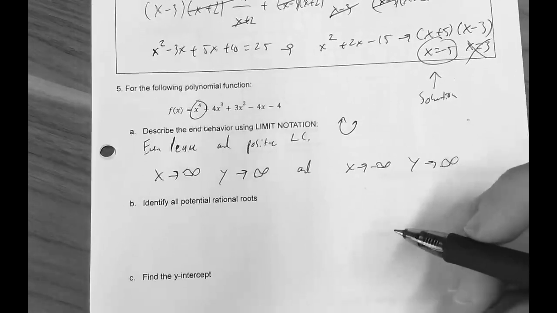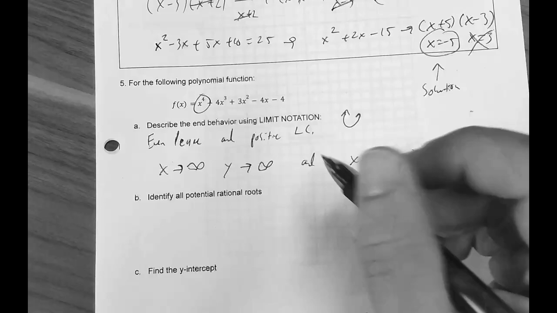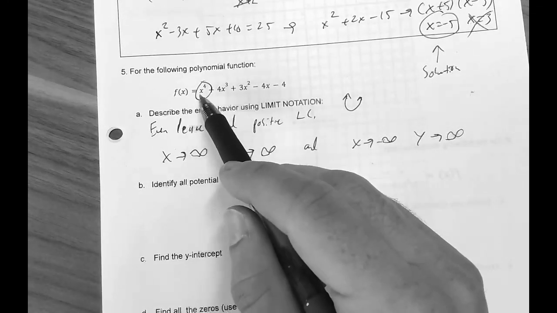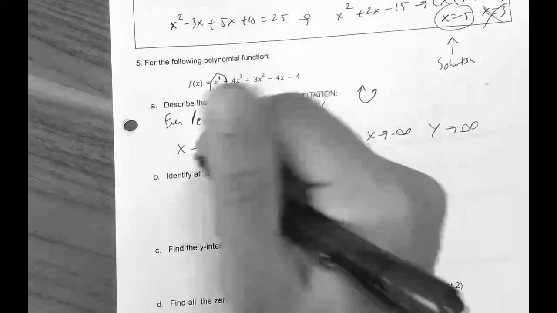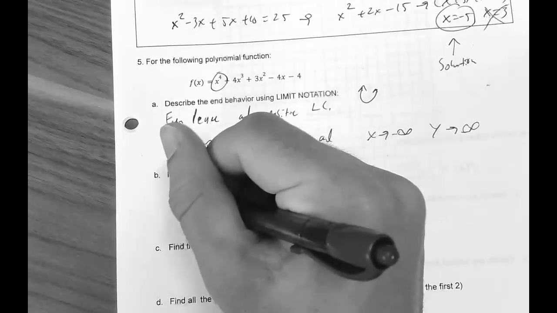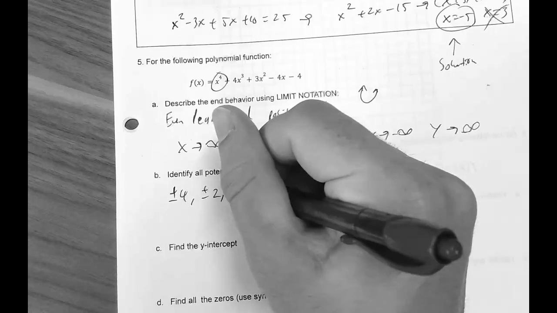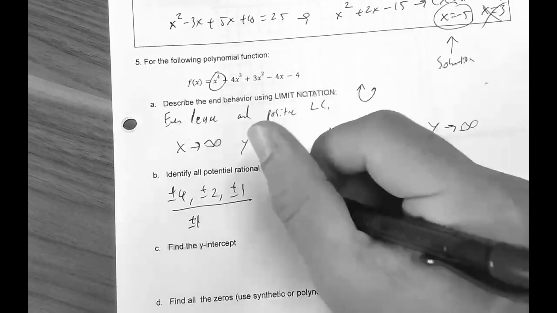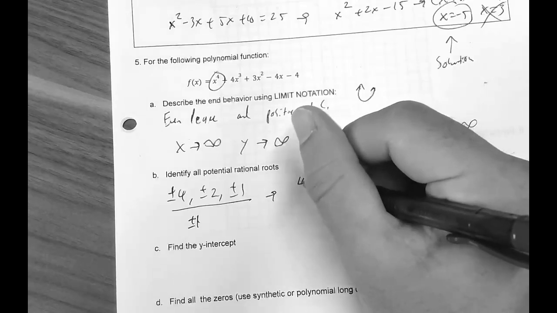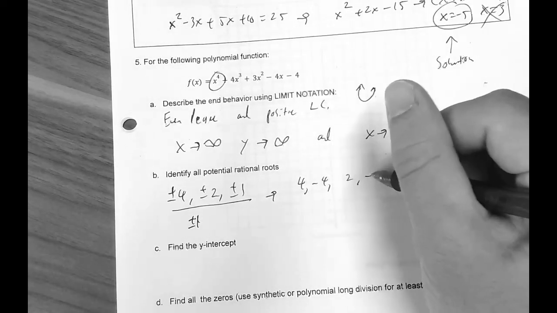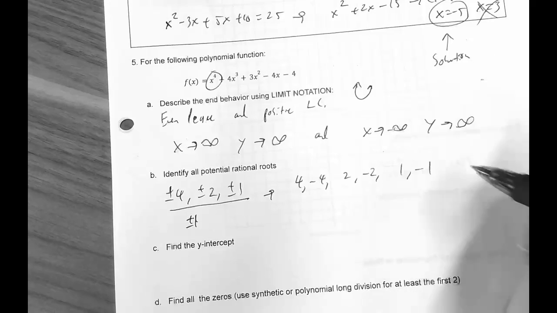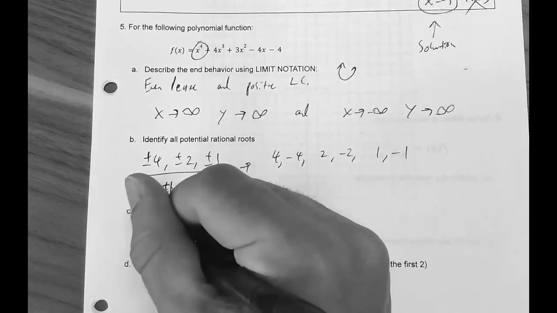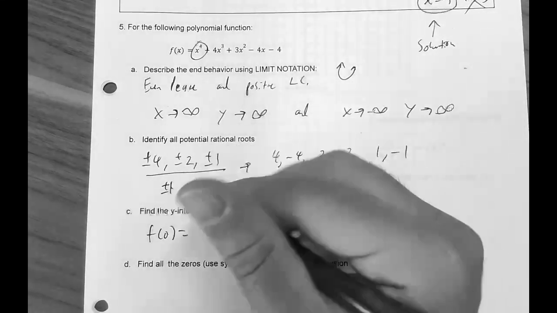Okay? Identify all potential rational roots. So here, we're going to take all the factors of -4 and divide them by all the factors of 1. So we're going to have plus minus 4, plus minus 2, and plus minus 1, all divided by plus minus 1. So this will be 4, -4, 2, -2, and 1, -1. Find the y-intercept. That's just f of 0, guys. F of 0 is going to be just -4.